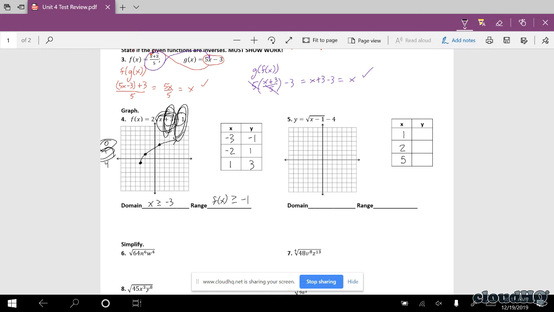Okay, so then we plug them in. 1 minus 1 is 0. Square root of 0 is 0. Minus 4, -4. Then plug in 2. 2 minus 1 is 1. Square root of 1 is 1. Minus 4 is -3. Plug in 5. 5 minus 1 is 4. Square root of 4 is 2. Minus 4 is -2.